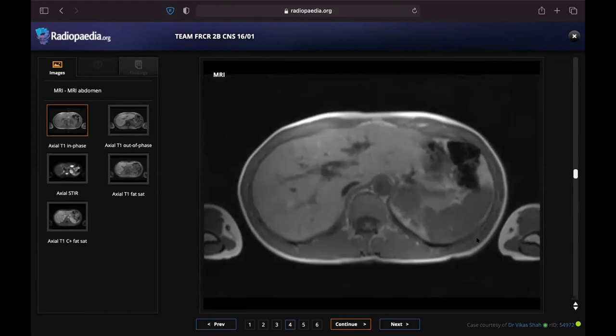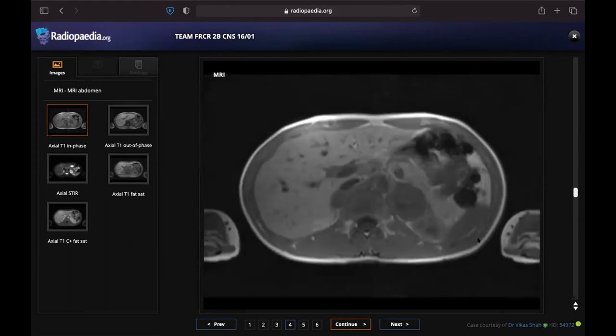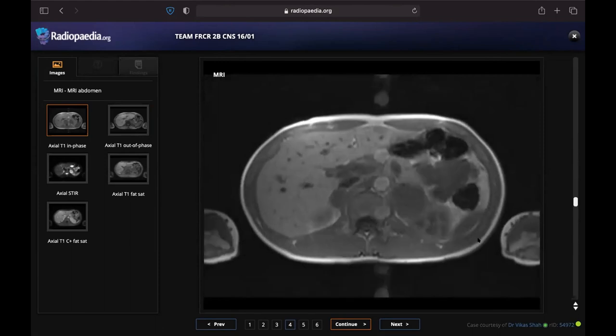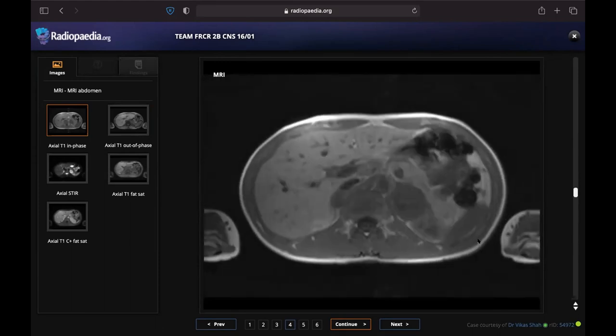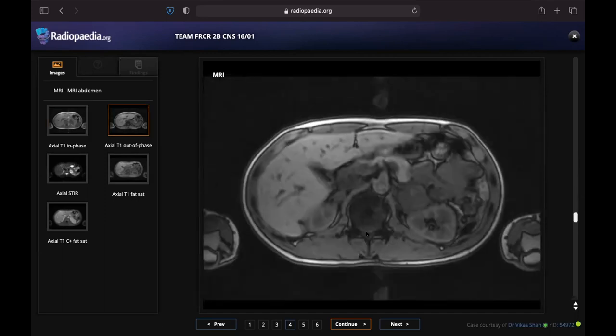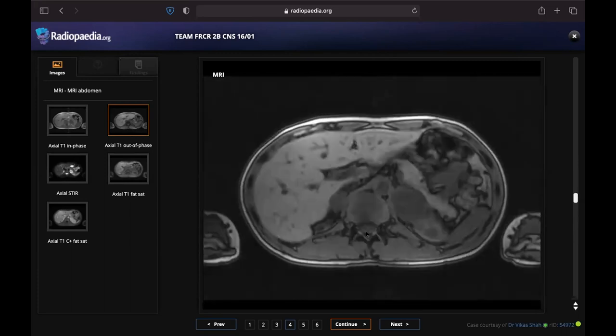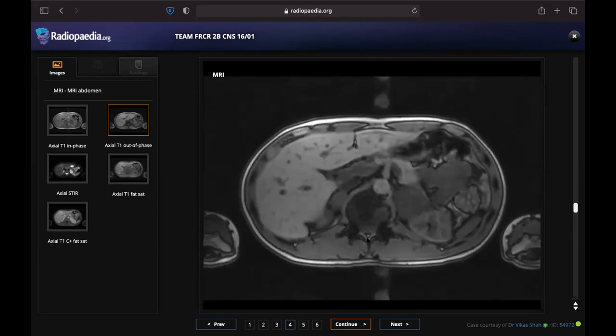What do you see in in-phase? No difference in signal intensity between both the in-phase and out-of-phase. Okay. What is the finding on the in-phase MRI abdomen? Excellent. Masses, yes. So you saw bilateral adrenal masses and there is no dropout of signal, right? Yes. Okay. What is the next phase you need?